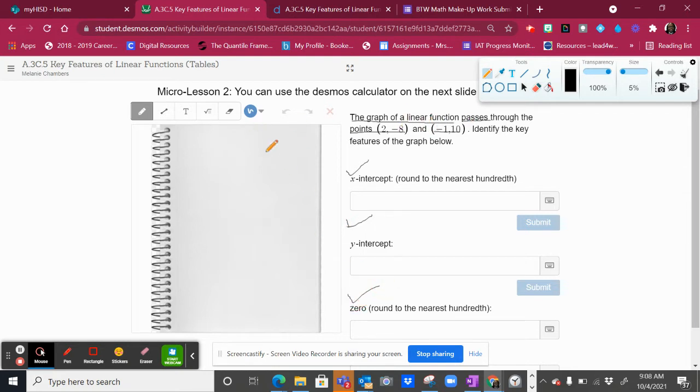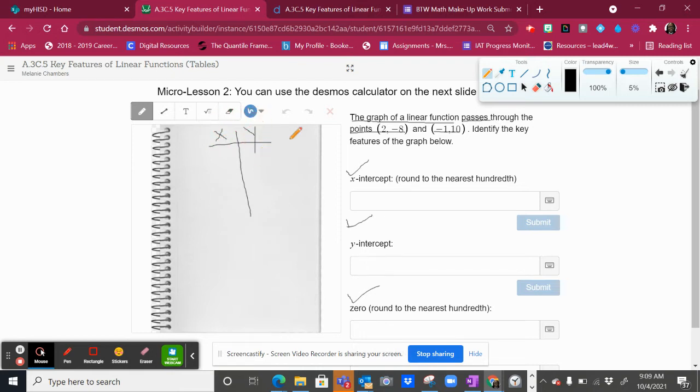So when you're given 2 points, you want to make a table. So let's choose our table. Let me get the right mouse here. So I'm going to draw a line here, and I'm going to put my X and my Y.